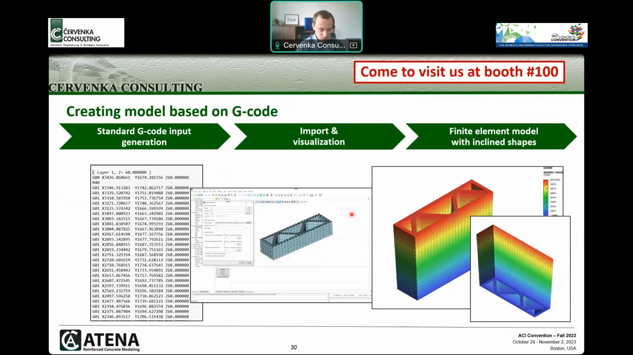This can be directly loaded in Atena, it can create the mesh. This mesh can be then constrained, and it can be prescribed a material model, and then we can directly conduct the analysis.